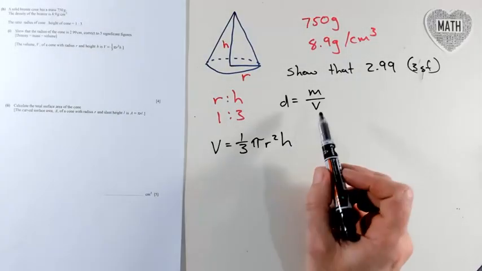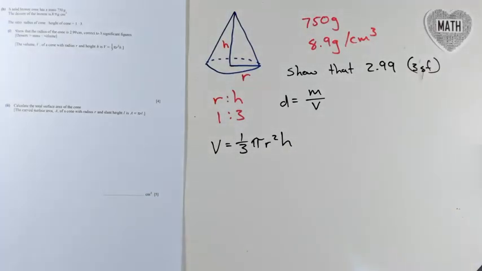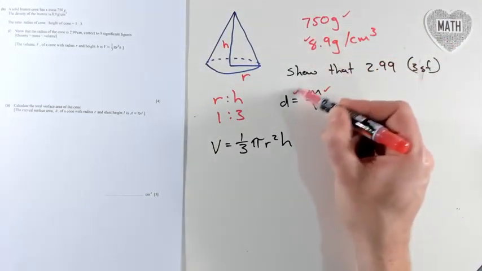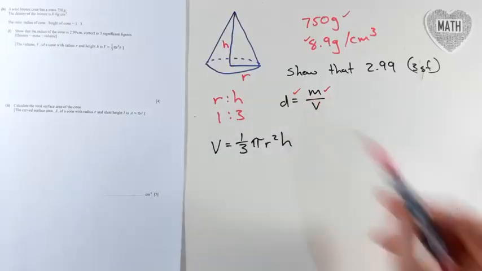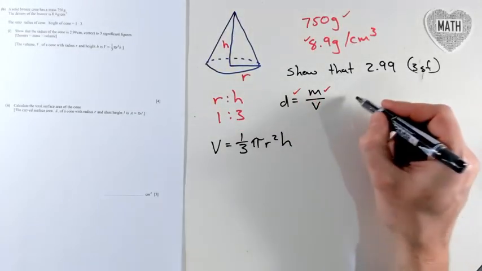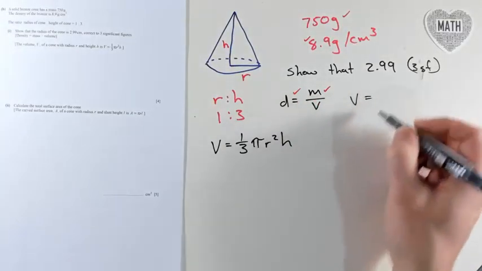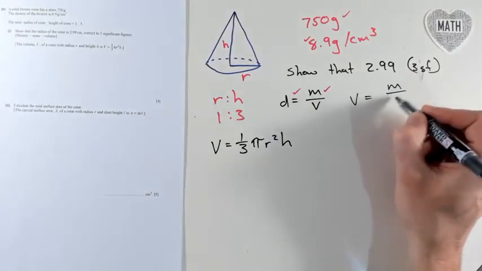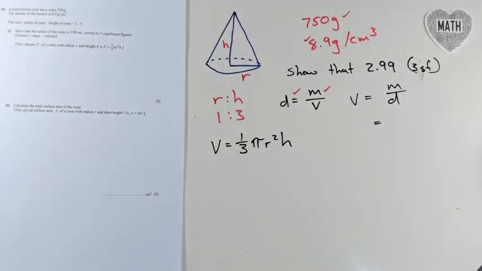Okay, so basically they're giving me the mass. So I have the mass and I have the density. So I should be able to work out the volume if I just rearrange. Let's quickly do that just for interest's sake. So volume is going to be mass over density.